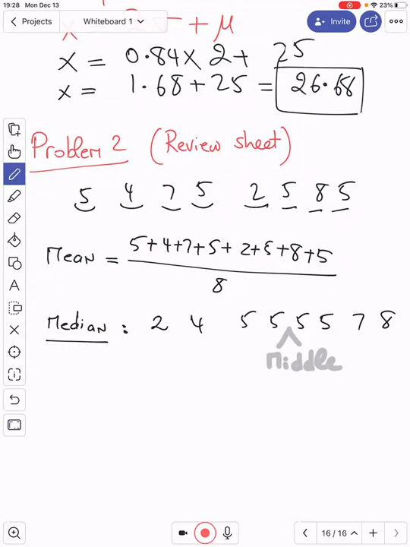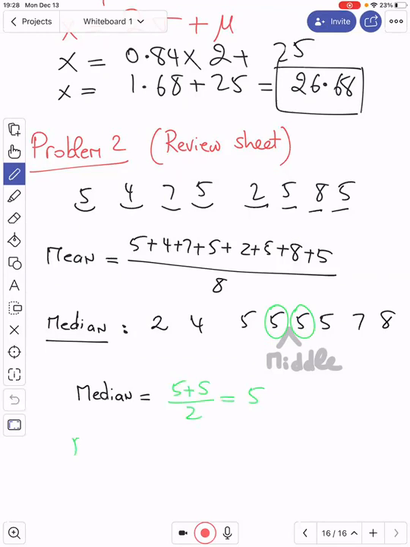So then the median is going to be the average of this number here, because the middle is between this 5 and this 5. So the median is just the average of the 2 fives. So it'll be 5 plus 5 over 2.